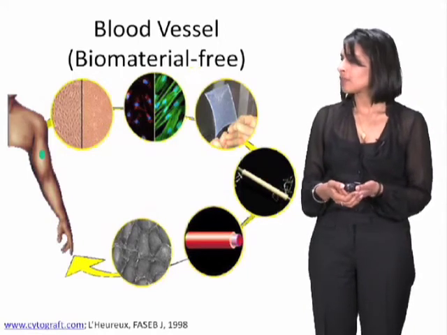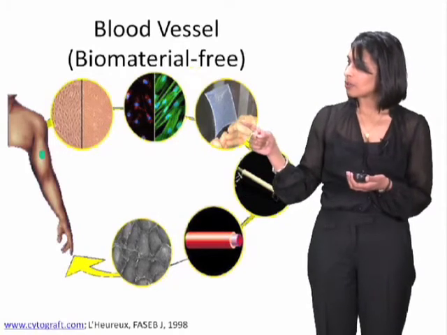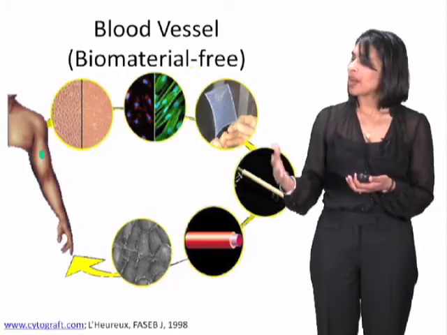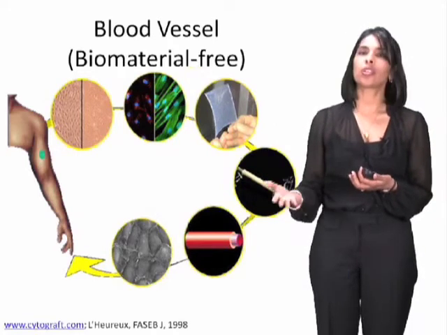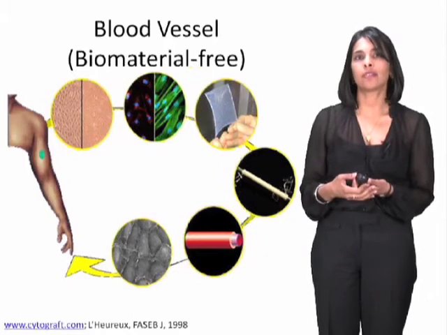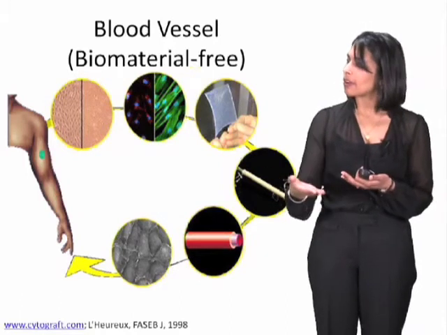And if one cultures the fibroblasts in flasks, one can see that the fibroblasts deposit their own extracellular matrix. They deposit the same types of collagen that you saw in the small intestinal submucosa earlier, but they deposit it on the bottom layer of the flask.